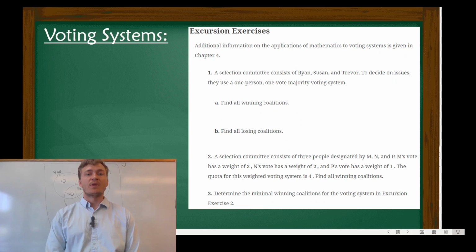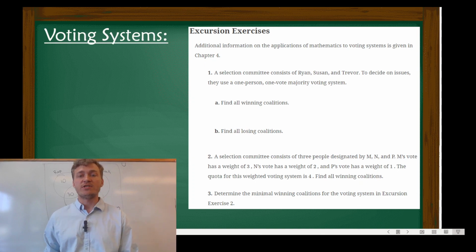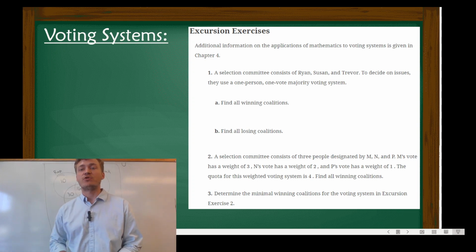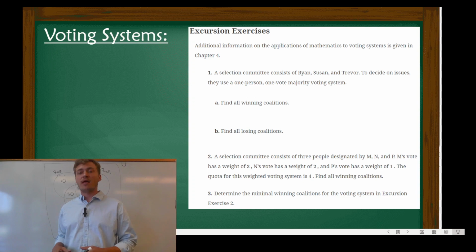We have an example. It says a selection committee consists of Ryan, Susan, and Trevor. To decide on issues, they use a one-person, one-vote majority voting system. Find all winning coalitions and find all losing coalitions. Keep in mind for number 1, if they are using a one-person, one-vote majority voting system, if there are only 3 voters, then the majority has to be 2. So you must have a vote of 2 in order to get a winning coalition. Remember, that's our quota. So to find the winning coalitions consisting of Ryan, Susan, and Trevor, we will denote them as R, S, and T.